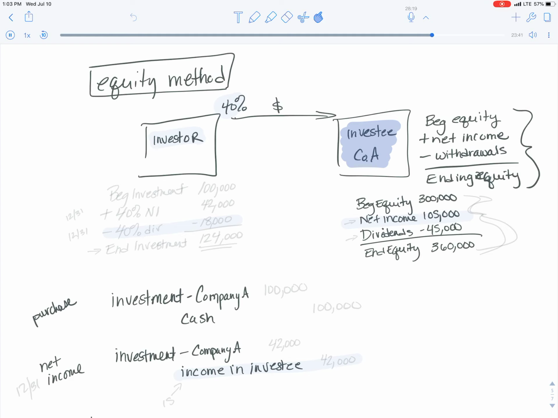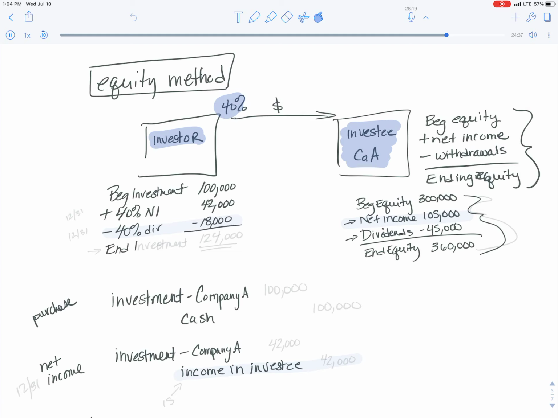Okay. Well, we, the investor, using the equity method, we're going to mirror this process over on our books. So our beginning investment, if we're purchasing, let's say we paid $100,000 for 40%, okay? And so if we are a 40% owner, then we get 40% of the net income and we get 40% of the dividends. So we're going to add 40% of net income, which is $42,000. And we're going to subtract 40% of the dividends, which works out to be $18,000.